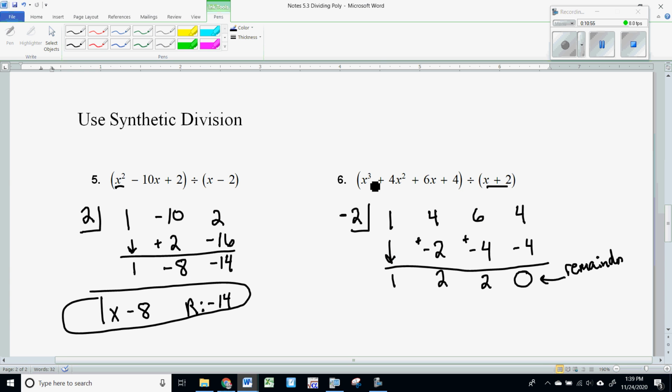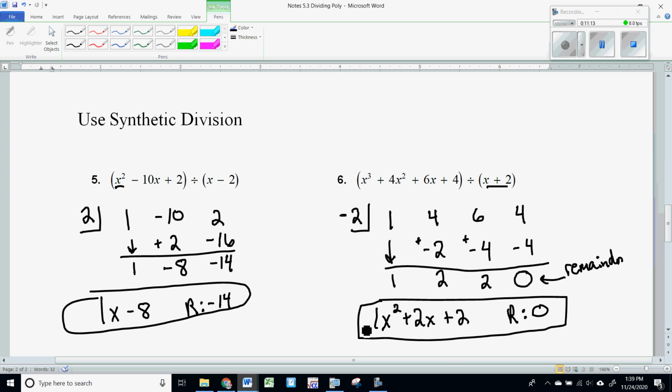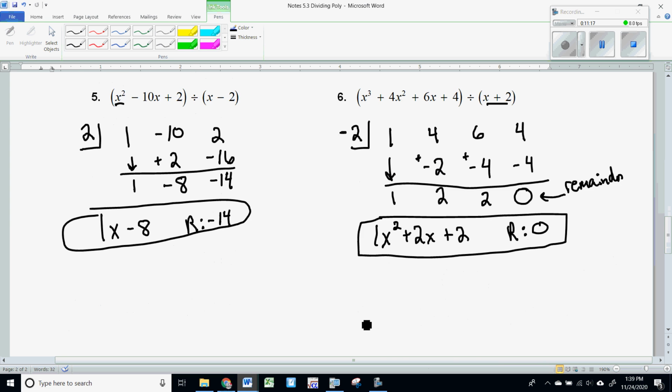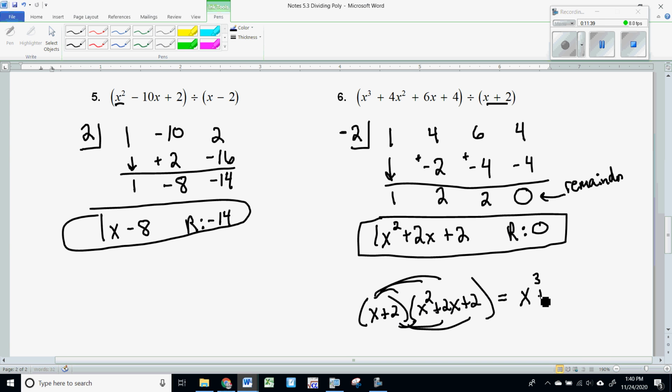We start with an x cubed, so we drop down 1 degree and we get an x squared. So it's 1x squared plus 2x plus 2. These are just the coefficients going in order, and our remainder is 0. And if you get a remainder of 0, that means it is a factor. And if you really wanted to work this back out, you could take x plus 2 from what we did yesterday and x squared plus 2x. If you multiplied those together, you would get what we started with. That's just how division and multiplication work.